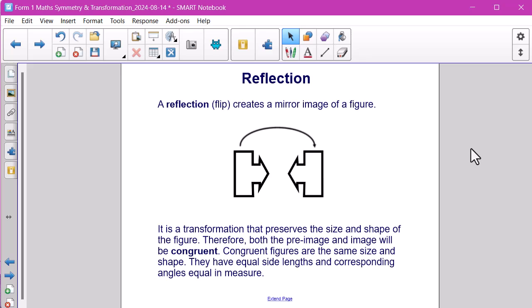A reflection, or flip, creates a mirror image of a figure. It is a transformation that preserves the size and the shape of the figure. Therefore, both the pre-image and image will be congruent. Congruent figures are the same size and shape. They have equal side lengths and corresponding angles that are equal in measure.